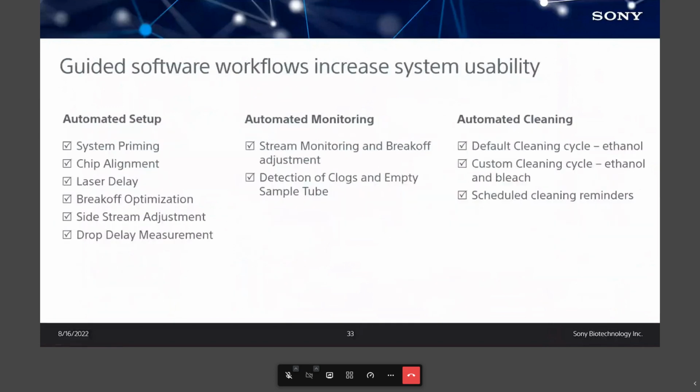So in a nutshell, what does all this automation mean? It basically means that any user can walk up to the system, set up for a sort, run a sort with confidence because it's being actively monitored by the instrument, and you know that when the next user comes down, or if you're the next user that comes down, that instrument is going to be clean, ready to use, and well maintained because all of these processes and steps and sorting are automated on the MA900.